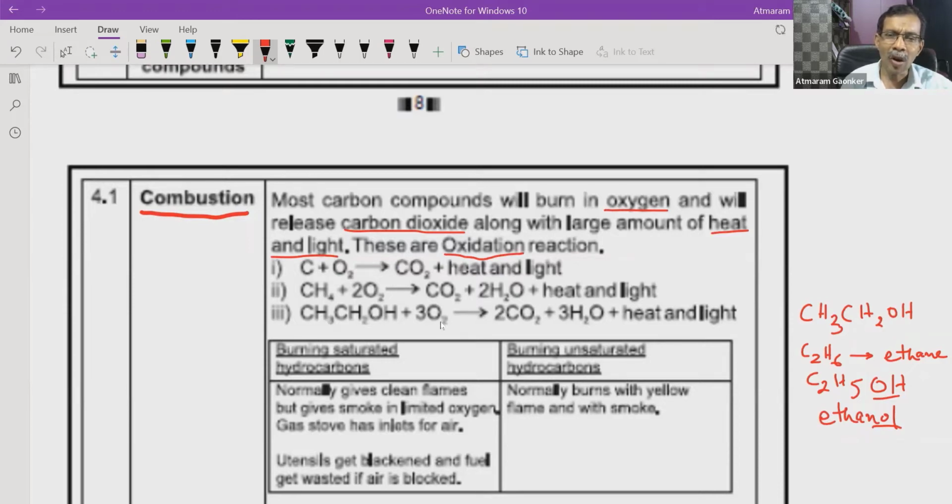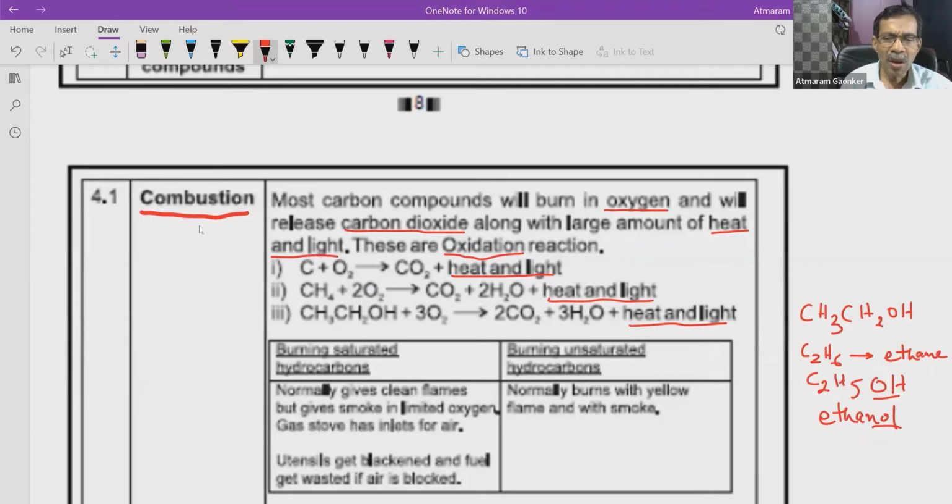Do you remember alcohol? When you burn it, it will burn or not? Alcohol, when it comes in contact with the flame, it will get burned. So alcohol with 3 oxygen, you will get 2 carbon dioxide plus 3 water plus heat and light. In all these things, common output is heat and light. Because we are using most of these carbon compounds for getting heat and light. And another common thing is they are reacting with oxygen. Third common thing is that it is giving carbon dioxide.